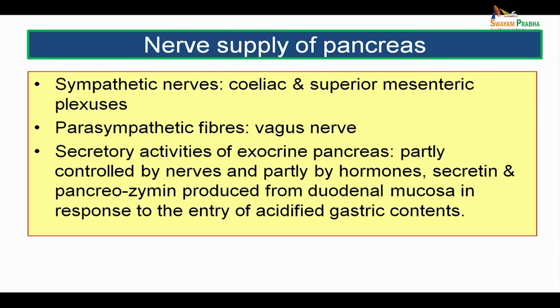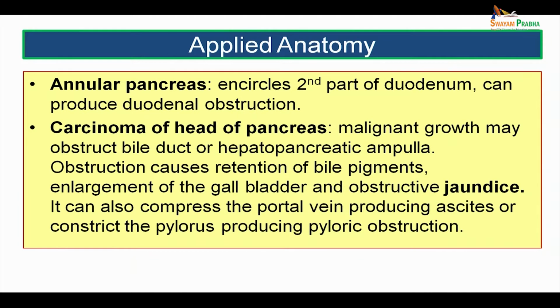The secretory activities of the exocrine part of the pancreas are partly controlled by nerves and partly by hormones like secretin and pancreozymin, produced from the duodenal mucosa in response to the entry of acidified gastric contents. We now go on to see the applied anatomy of the pancreas.